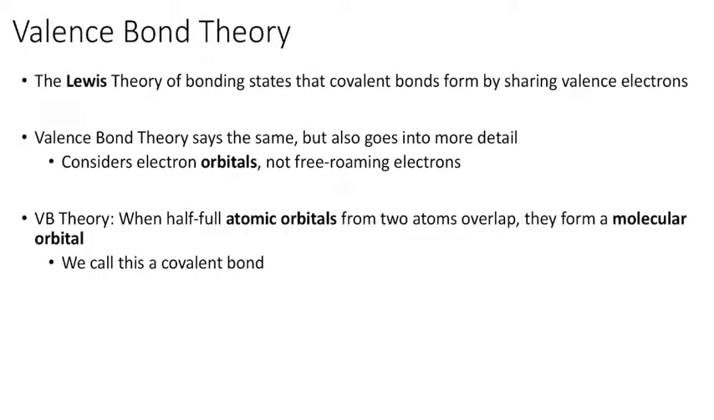So Lewis theory states that bonding happens, specifically a covalent bond happens when we share valence electrons. And valence bond theory agrees with that. The element that it adds is the atomic orbitals. So we haven't considered where those electrons are until we get to valence bond theory. And essentially what it says is that if you've got a half-full atomic orbital in atom 1 and a half-full atomic orbital in atom 2, those two half-full orbitals can overlap and they form the covalent bond from a molecular orbital.